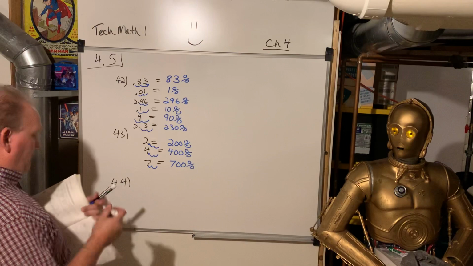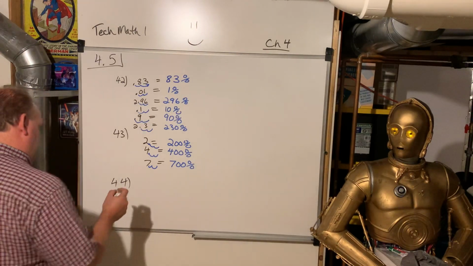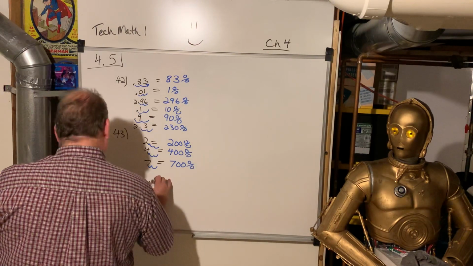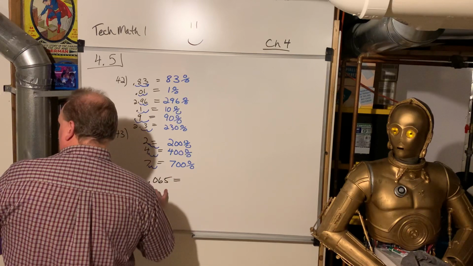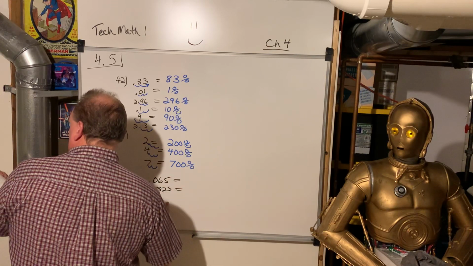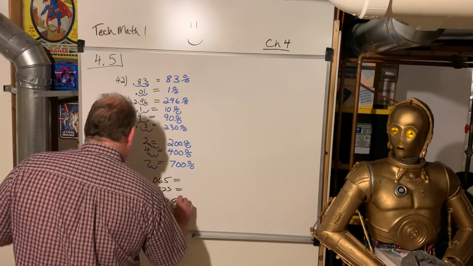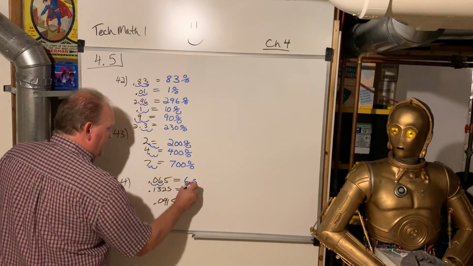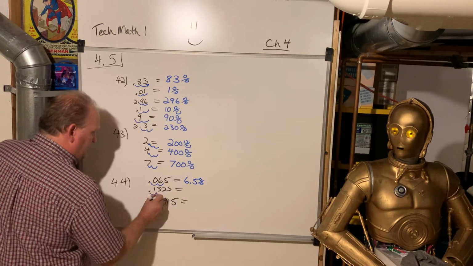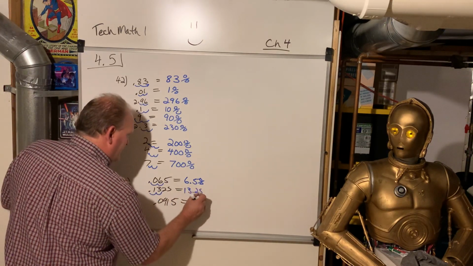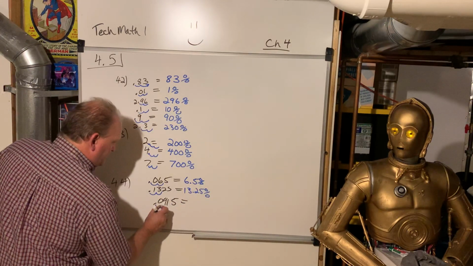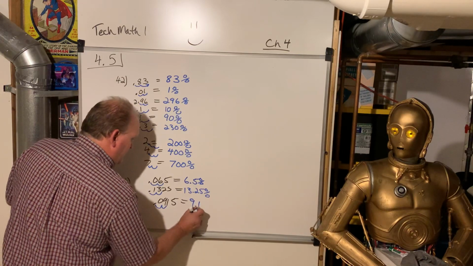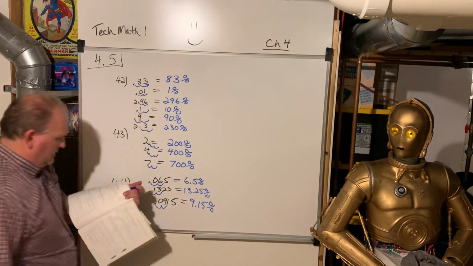Look at 44. Really small ones can be tricky also, where it's 0.065 and 0.1325 and 0.0915. And so that's going to be 2 places to the right, 6.5%. That's going to be 2 places to the right, 13.25%. It's going to be 2 places to the right, 9.15%. All right.